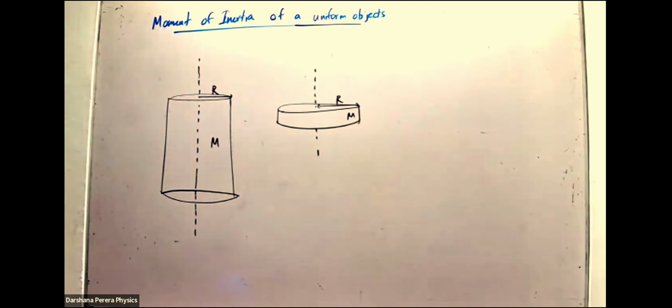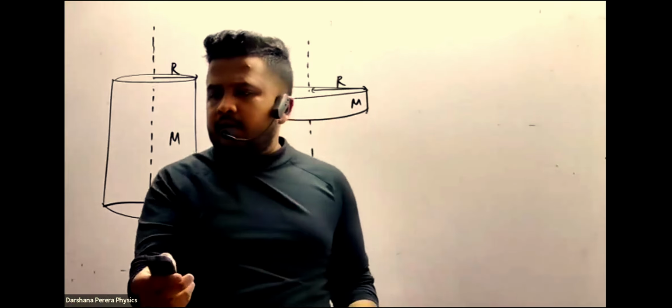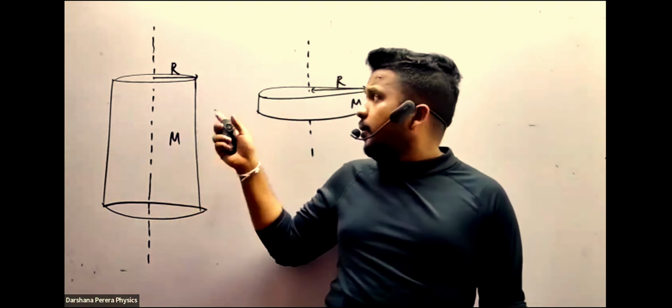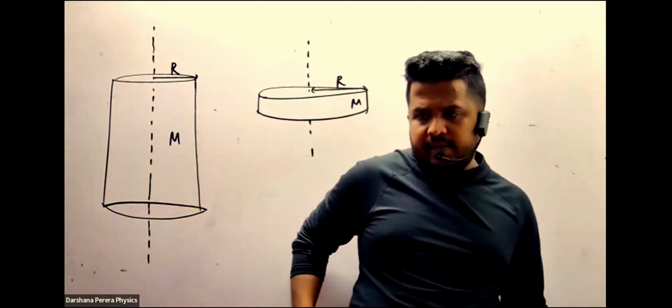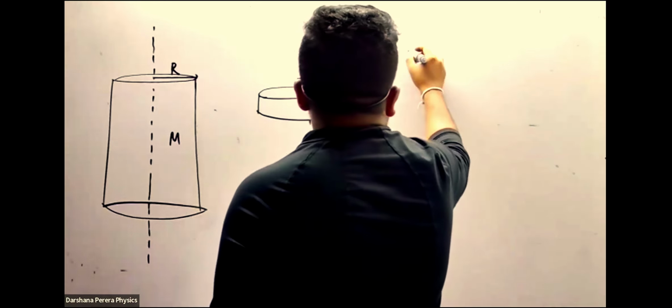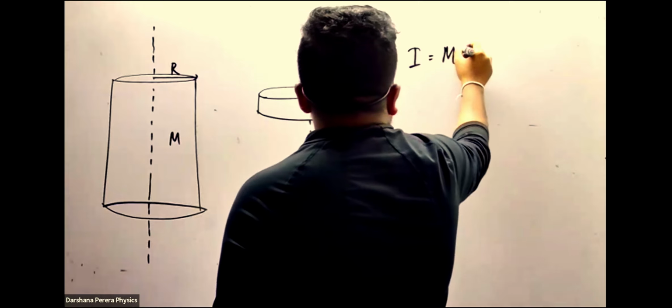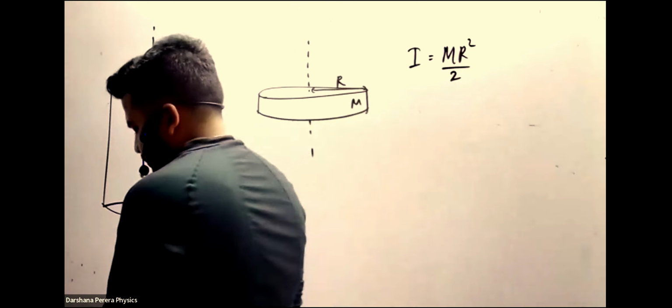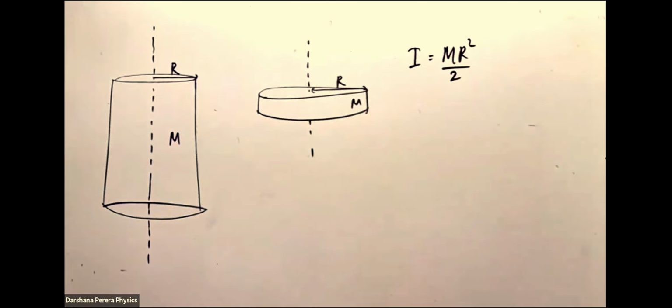So we can also take the uniform cylinder, and also the circular disc. I equals MR square over 2. Okay, write down. I equals MR square over 2. Okay, write down.